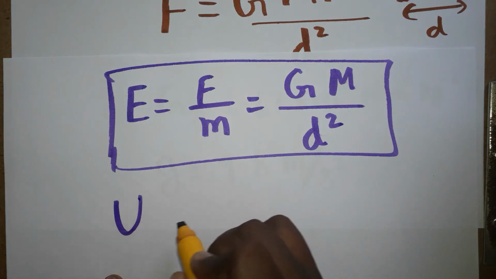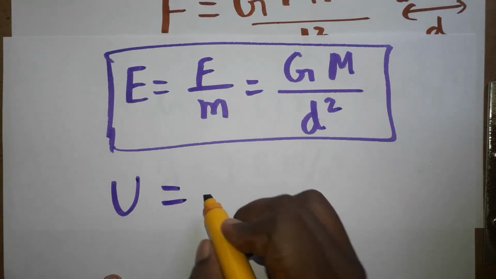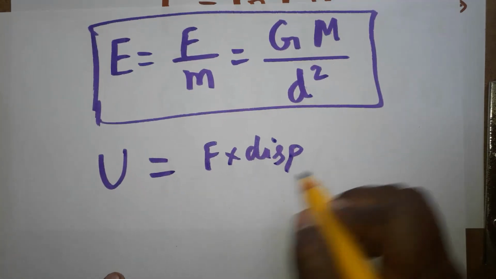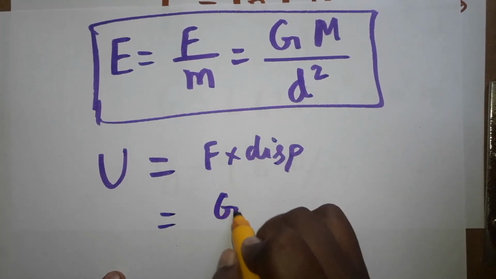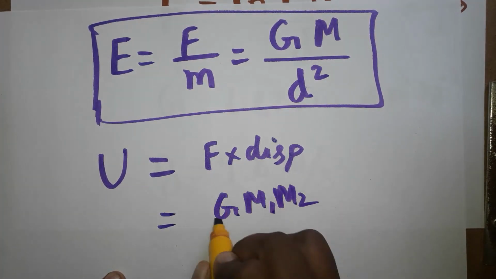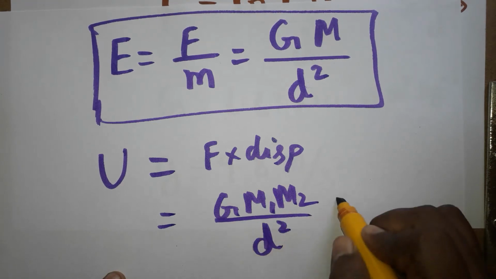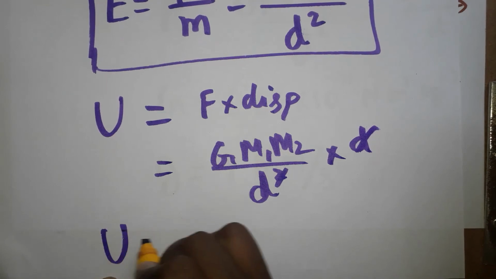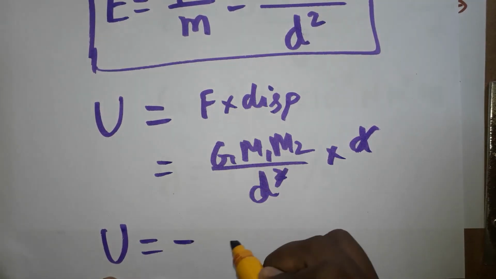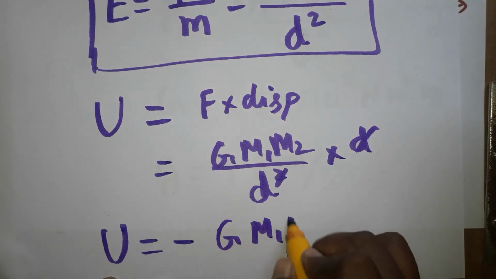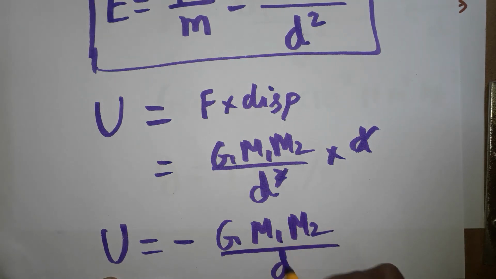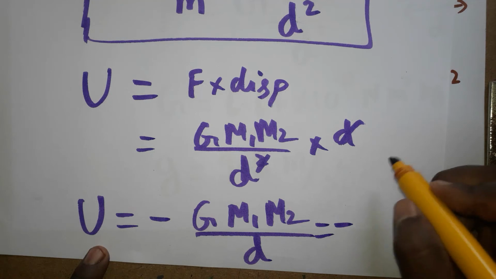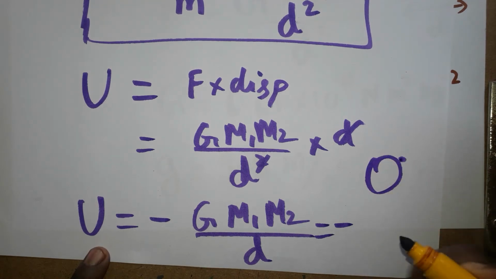The next formula, gravitational potential energy. U is the gravitational potential energy, which we can take as force into displacement. For example, F is G times m1 m2 divided by d square, into d, the distance, and d gets cancelled. Usually the potential energy will be minus G times m1 m2 divided by d, otherwise you can take it as r also, because we are going to consider gravitational potential energy on the surface of the earth.